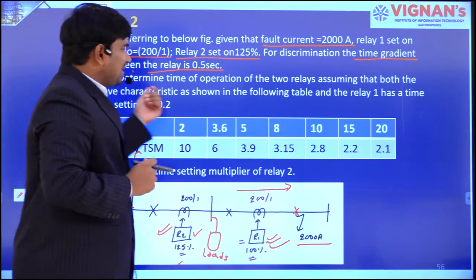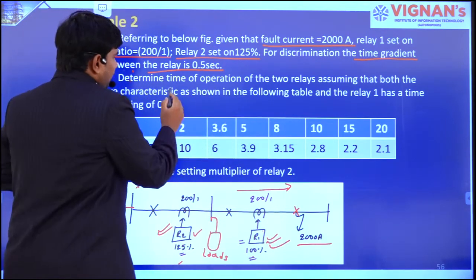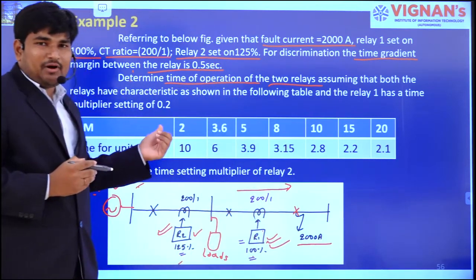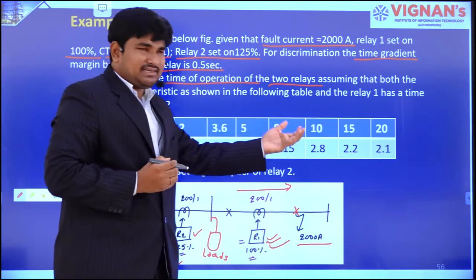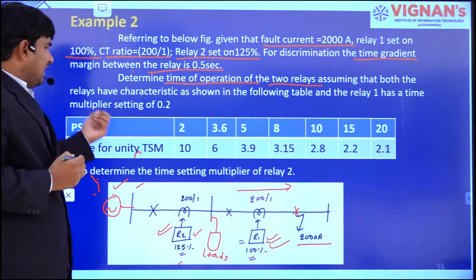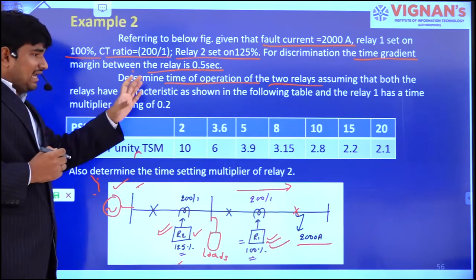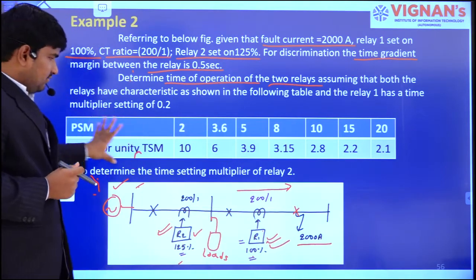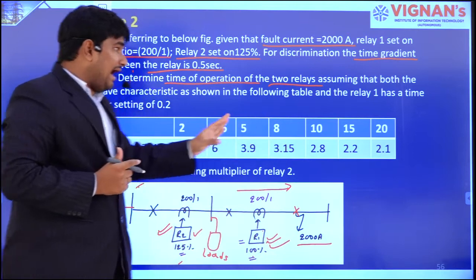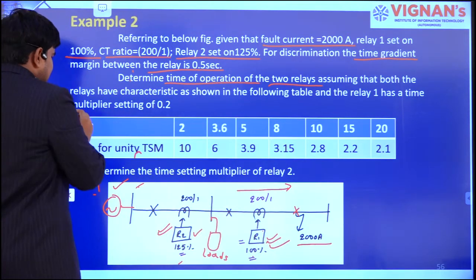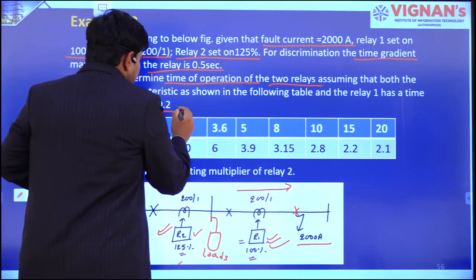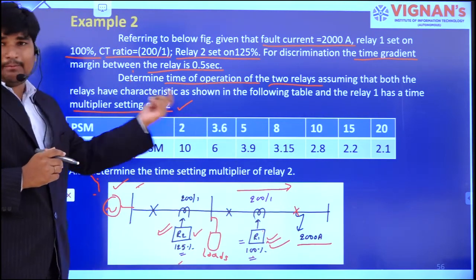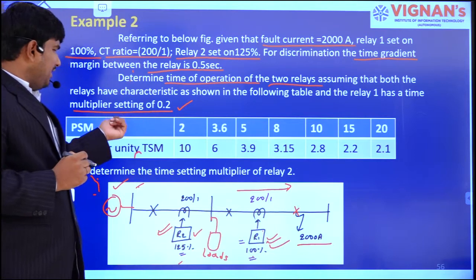Now determine the operation time of these two relays, assuming that both the relays have the same IDMT characteristics, which is provided in the table, and relay 1 has a time multiplier setting of 0.2.